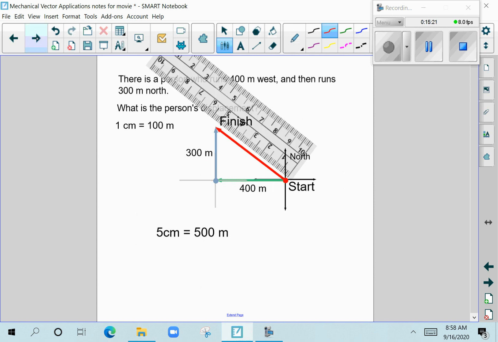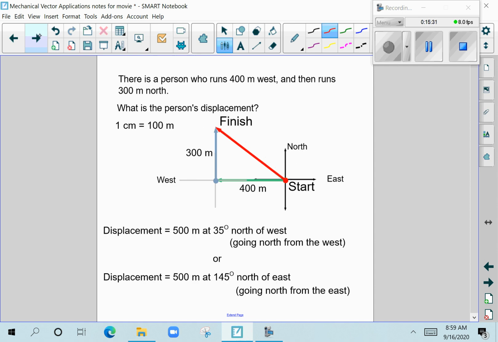I can measure the hypotenuse length. That's 5 centimeters, so it's 500 meters. Some people might recognize this as a 3, 4, 5 triangle. So I can now turn around and give my answer.